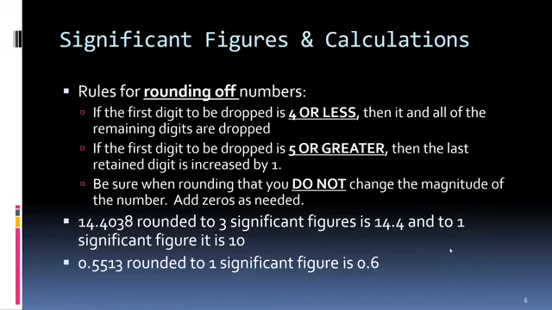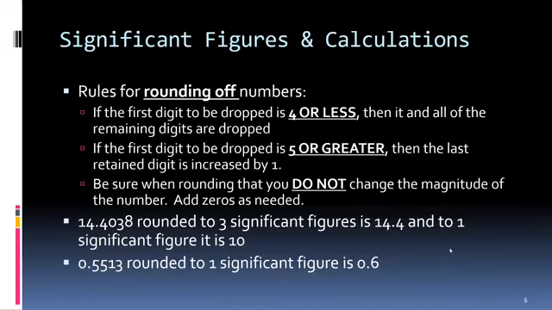One last example here. If you want to take 0.5513 and round it to 1 significant figure, the first significant figure is the first 5. It is followed by a 5. So we will round the retained digit up by 1, and we get 0.6.